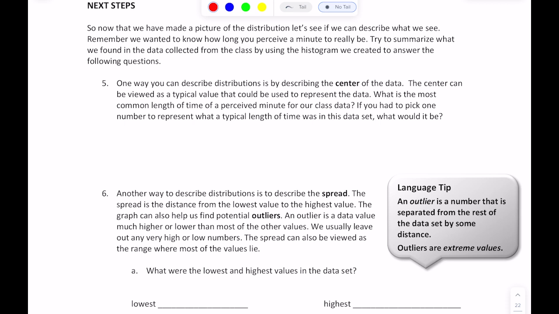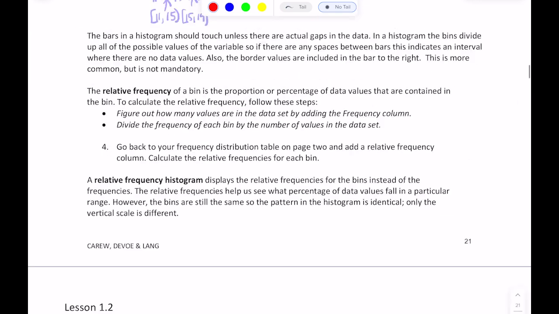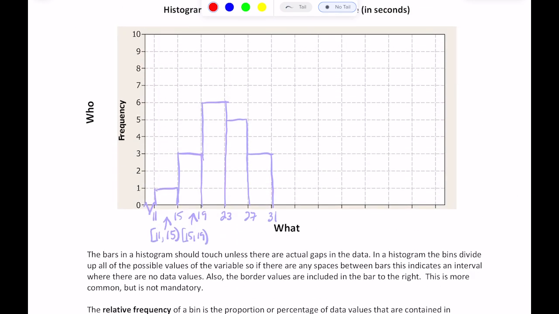Okay, so we made a picture. Now we want to know, what can I pull out of that graph? One of the things that you can pull out of there is the center of the data. The center is viewed as the typical value that could be used to represent the data. So if I was looking at this graph here, I would try to find a balance point. The balance point would be like my average maybe, which eventually we'll learn is a measure of center. So it's a typical value. And I would say that it would fall somewhere between 19 and 23.